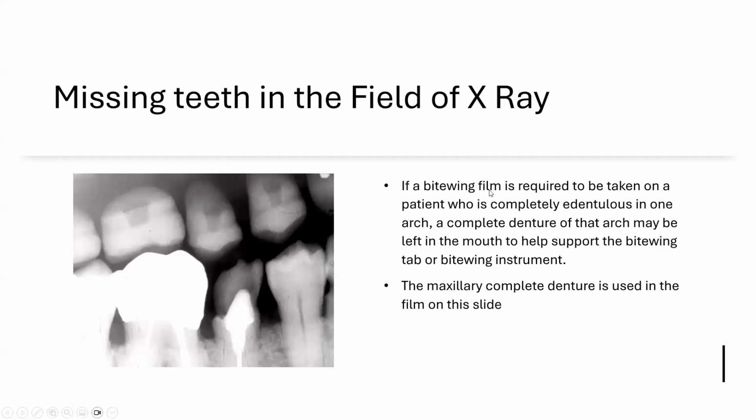If the bitewing film is required to be taken on a patient who is completely edentulous in one of the arches, a complete denture of that arch may be left in the mouth to help support the bitewing tab or the bitewing instrument. Like over here, the patient is having a complete denture in the upper arch, so that denture was left and the bitewing X-ray is taken.